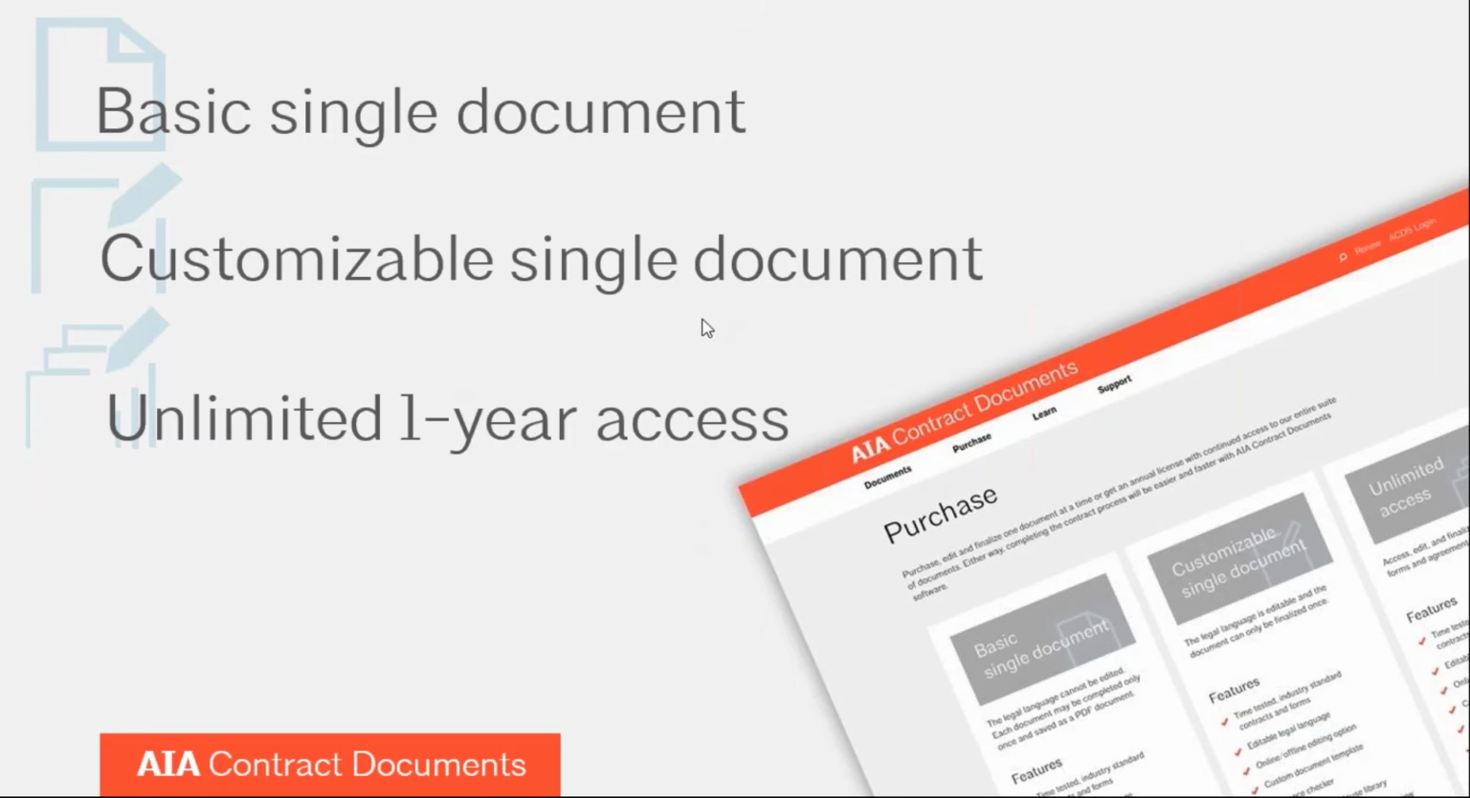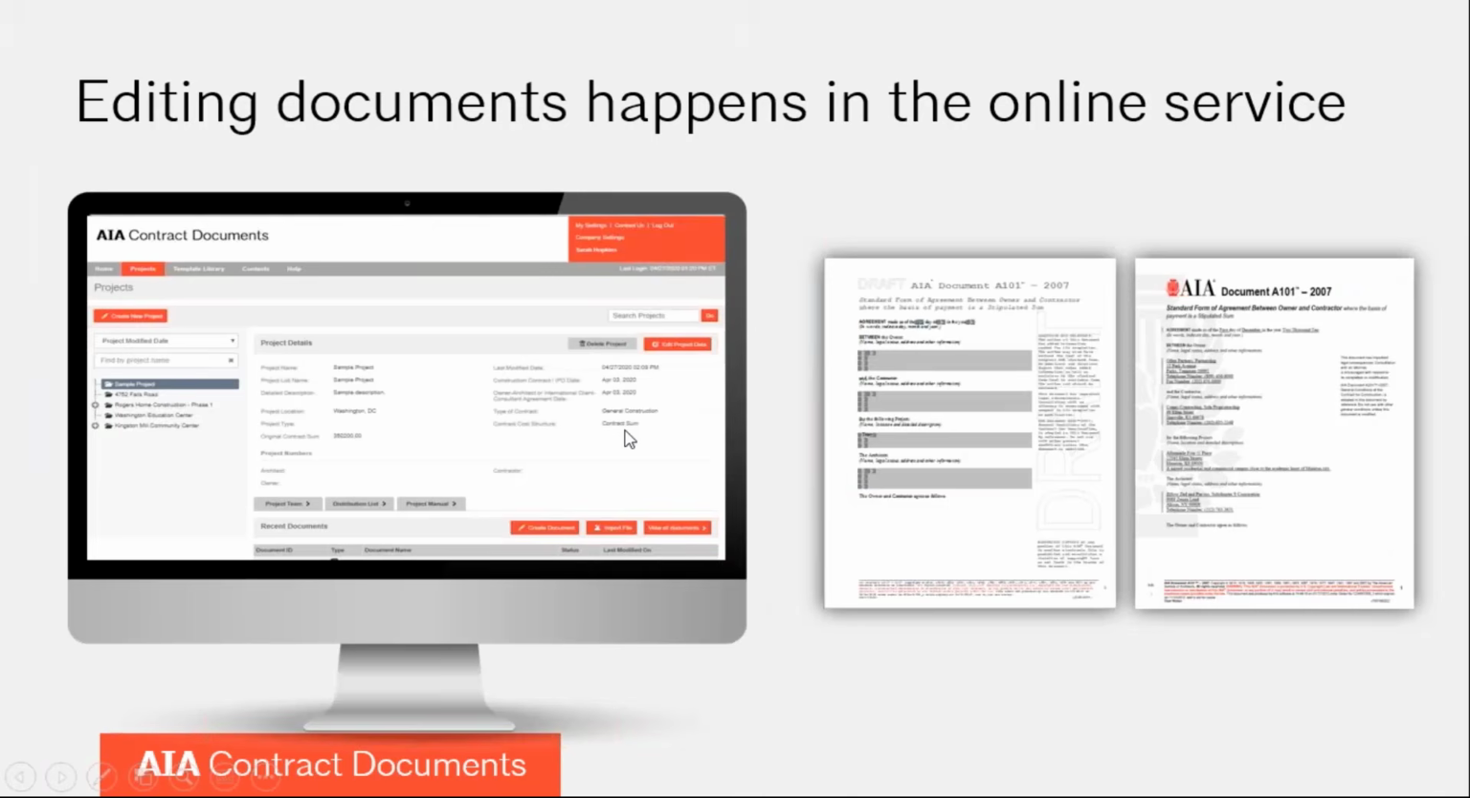Now, if you've purchased either a customizable single document or an unlimited 1-year access, you edit and finalize that document in the AIA Contract Documents online service. So once you purchase, you'll receive access via email to our online software, where you will choose a template for your project, and then you will create a draft using that template, make your edits, and finalize your draft in the online service. Now, to be clear, we won't be going over principles on using the online service in this particular webinar, but we do offer extensive training on completing documents in the online service.